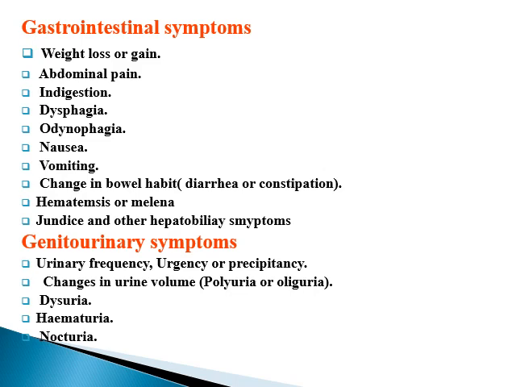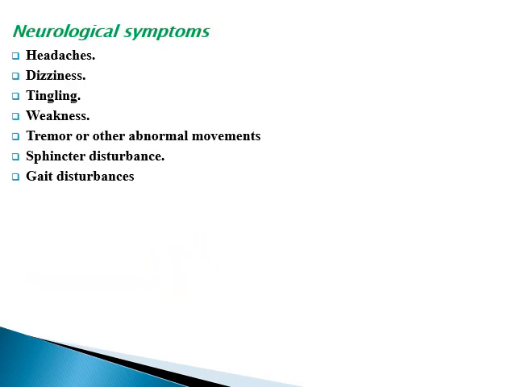Genitourinary symptoms like urinary frequency, urgency or precipitancy, dysuria, change in urine volume like oliguria or polyuria, nocturia, and hematuria. Neurological symptoms: headache, dizziness, tingling, weakness, tremors, gait, or sphincteric disturbance.